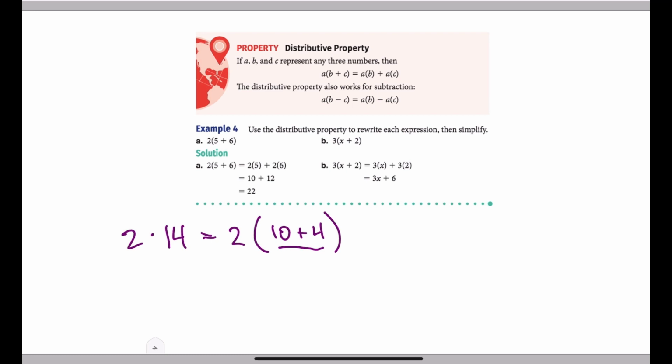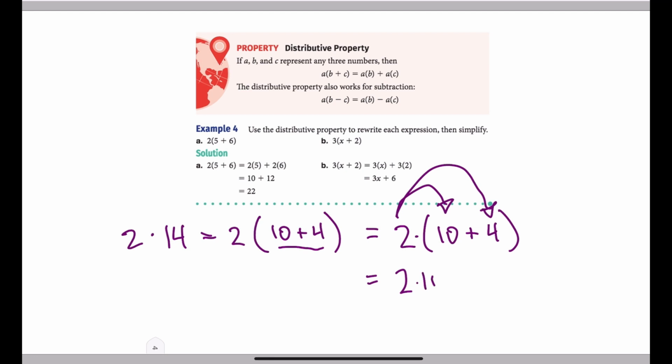So far, it means the same thing. Here's what the distributive property allows me to do. It allows me to say, when I want to multiply by something in parentheses that has addition or subtraction on the inside, I can distribute the number, the factor that I want to multiply, to the terms inside. So I can say that's equivalent to 2 times 10 plus 2 times 4.